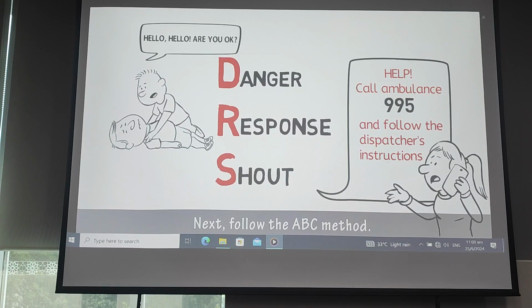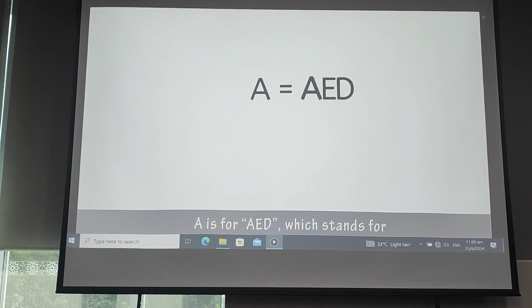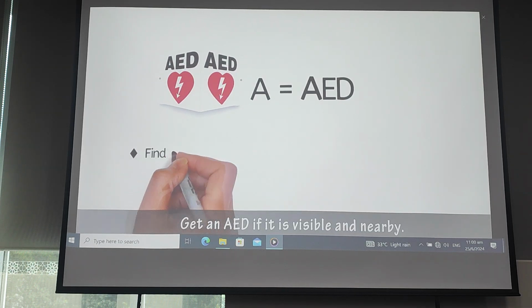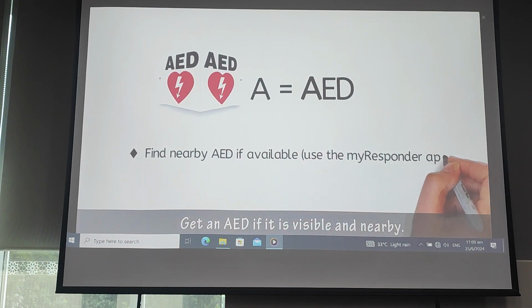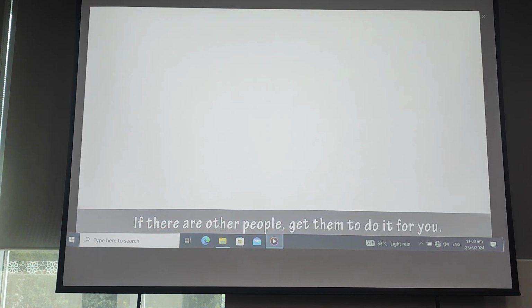Next, follow the ABC method. A is for AED, which stands for Automated External Defibrillator. Get an AED if it is visible and nearby. If there are other people, get them to do it for you.